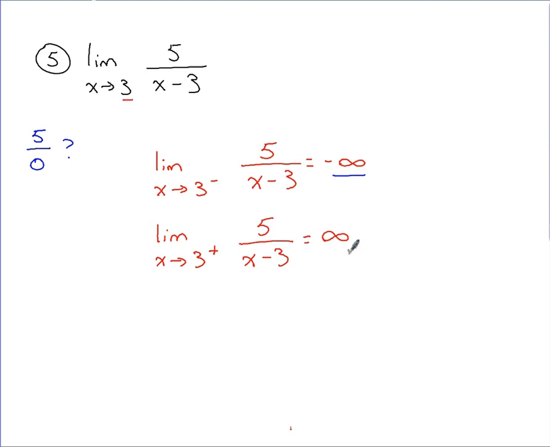Now, it is possible, if you start off this limit problem by plugging in 3 and getting 5 over 0, which you know is undefined, that this limit could still work out. It's just that you're going to find it works out to be something infinite. And that would be the case if both of these were the same kind of infinity. If they were both positive infinity, then I could say this equals positive infinity. If they're both negative, then this equals negative infinity. But they're different. And because they're different, the limit does not exist.